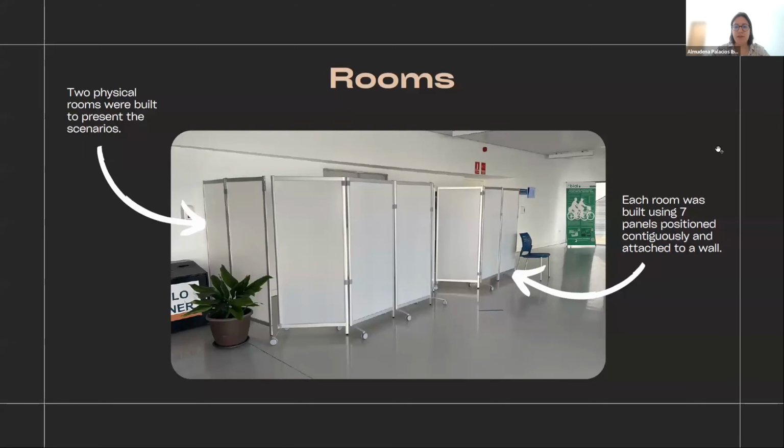In this picture, you can see the physical rooms that we built for both case studies. So they consisted of 7 panels positioned contiguously and attached to this white wall. So in one of them, we displayed the virtual reality setting. So it was an empty room. And in the other, we displayed the real setting and the virtual reality with passive haptics setting. So the real prototypes of the products were available inside that room.